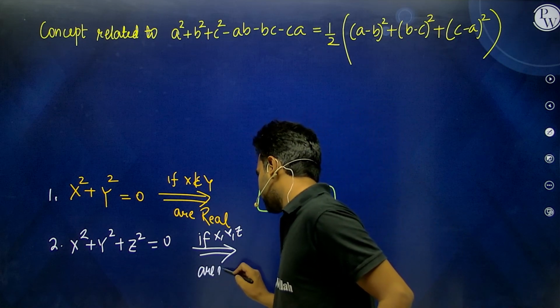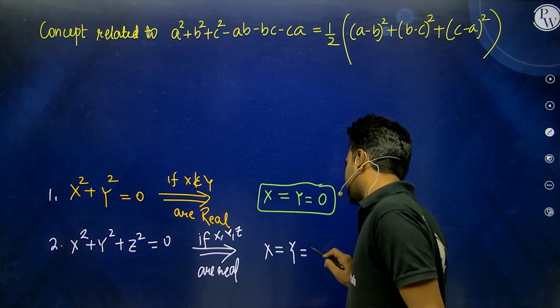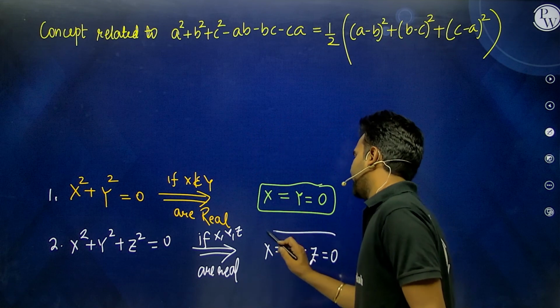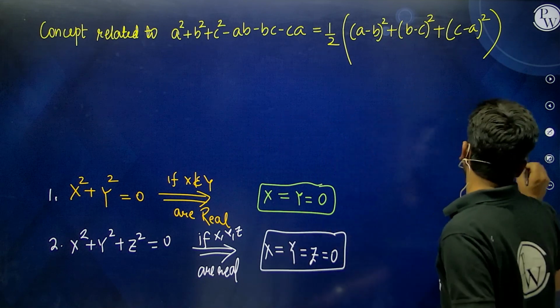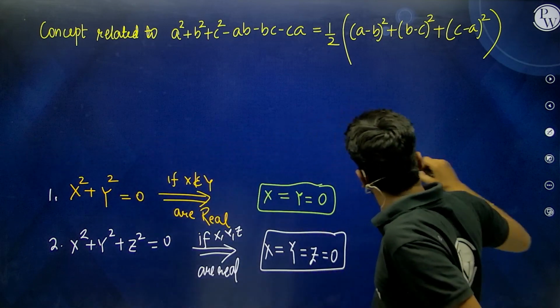Yes or no? Yes, sir. So in this case also, x and y and z should all be equal to 0 only, provided x, y and z are real. Okay. Now giving you a very important thing.